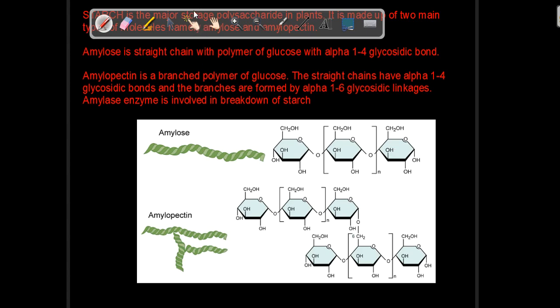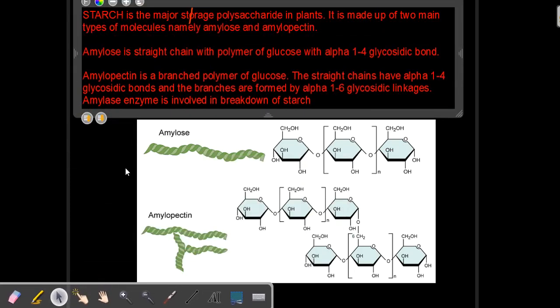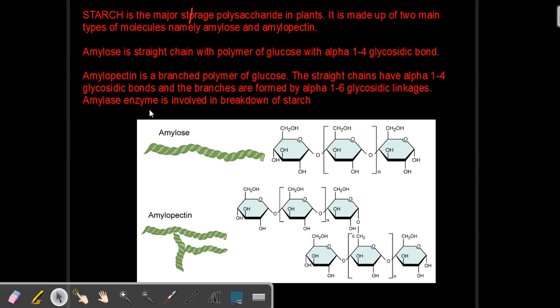Proceeding to our last important polysaccharide, which is starch. Let me just bring down this toolbar. Now starch is the major storage polysaccharide present in plants, and this is very important for us to know. So starch is the major storage polysaccharide present in plants, as we saw in our first slide. And starch is made up of two components. One is called amylose and the other is amylopectin. So starch is not a simple molecule, it is a complex polysaccharide. It is made up of two parts, amylose and amylopectin.